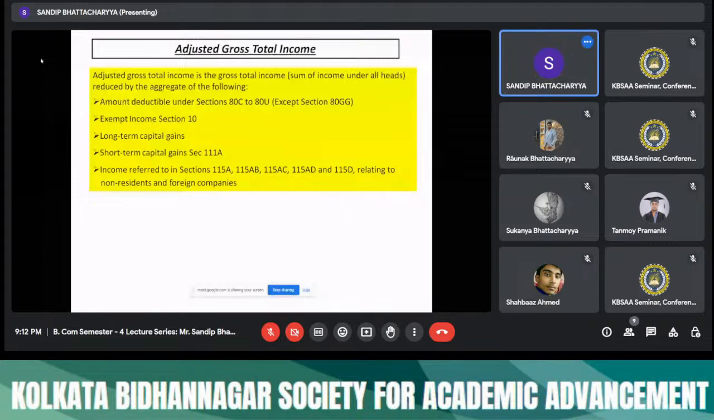112 টা কোনটা? Long term capital gain 112, that means other than securities, 112A for the securities, right? Short term capital gain under section 111A, that is only for securities, other than securities কিন্তু এখানে eligible. And income referred to the section 115A, 115AB, 115AC, and that is the match related income.